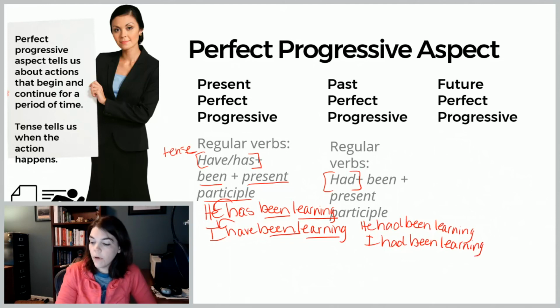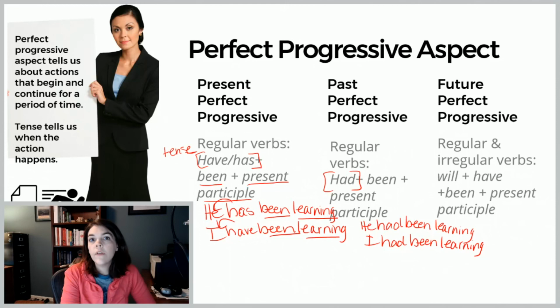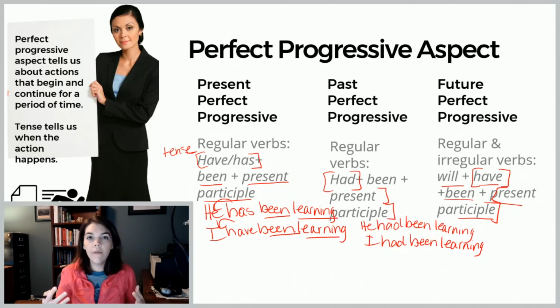Okay, and then with future perfect progressive, for regular and irregular verbs, there's lots of different parts here. We still have will, and we have have, and we have been, and the present participle, okay? And all of these are the same no matter what the subject is. He will have been learning, I will have been learning, they will have been learning. They're all the same, okay? And again, what we're seeing is little pieces of the perfect aspect and little pieces of the progressive aspect, right? And so you can see evidence of how the aspect and tense are coming together to create these combinations.